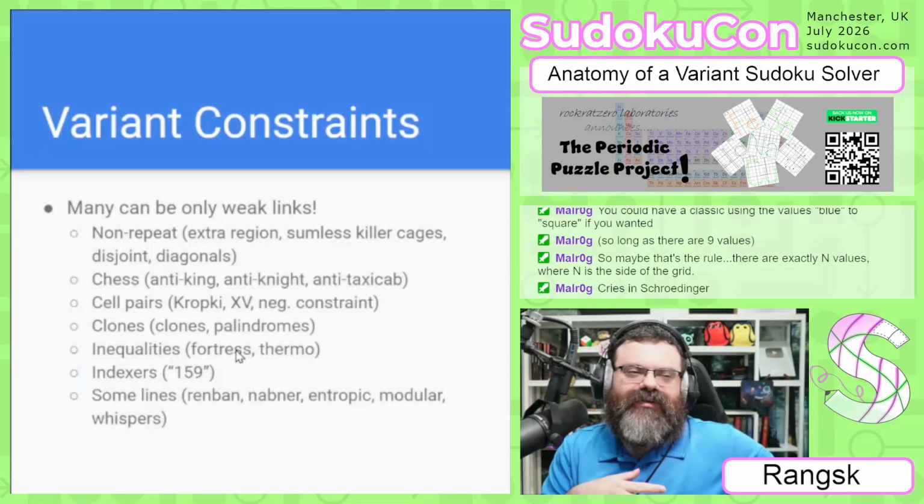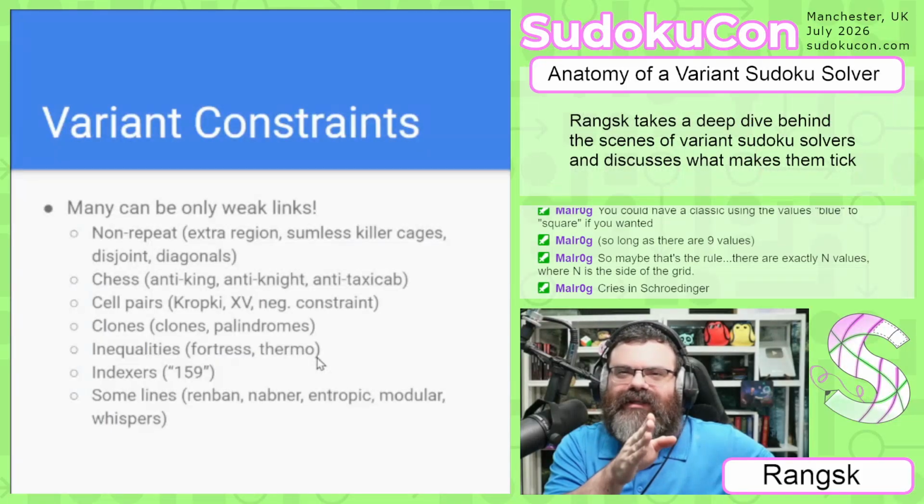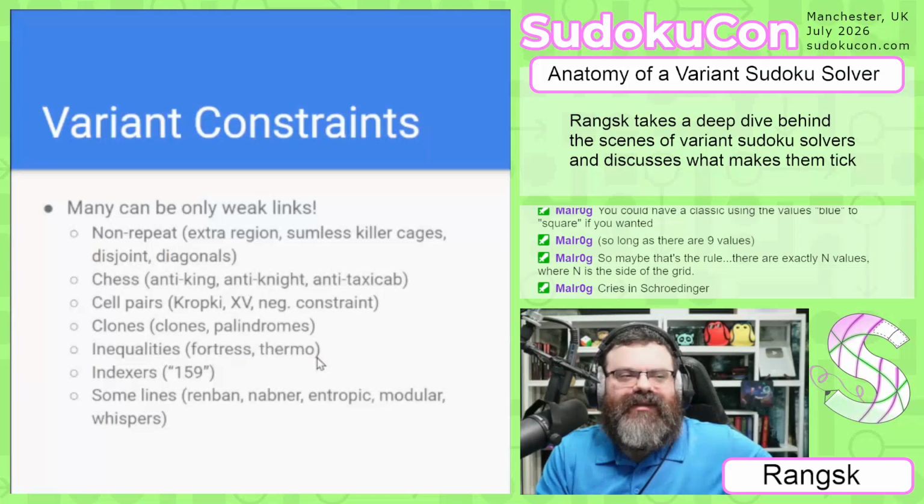Inequalities. So fortress, thermos, less than Sudoku, greater than Sudoku, whatever it is. Any inequalities, like if there's a greater than sign and you fill in a 2, then that eliminates the 1 and the 2. And thermos are just a bunch of greater than signs next to each other. There's nothing special about a thermo there.